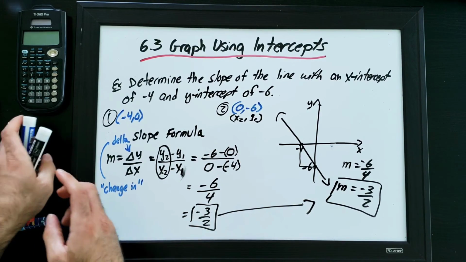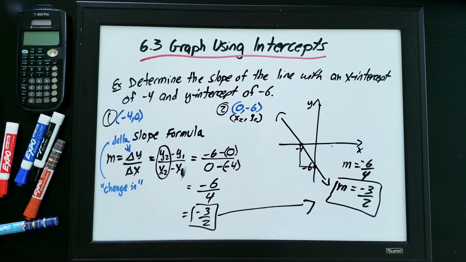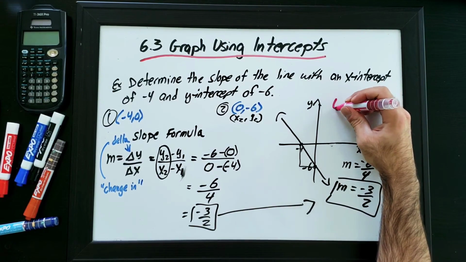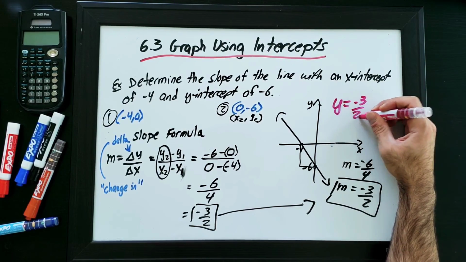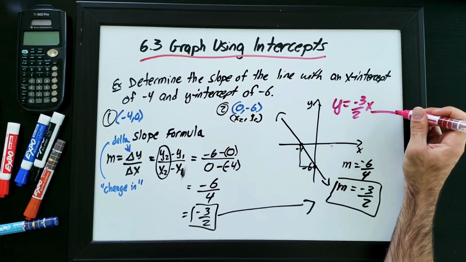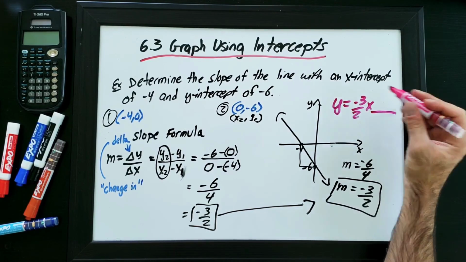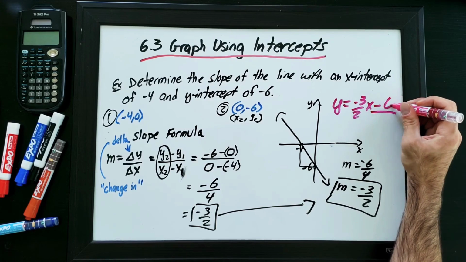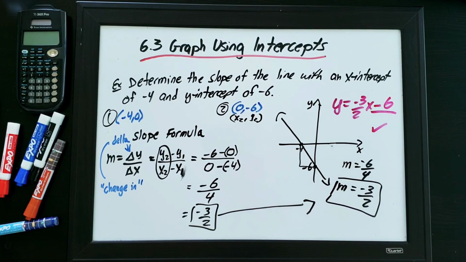Actually, let's continue on and do the equation of the line. Since I know the slope, the equation of the line is y equals -3/2x. Now over here, I just need my y-intercept. Well, the question gives me my y-intercept, -6. Done. So coming up with the equation of a line using intercepts, really, really easy once you find slope.